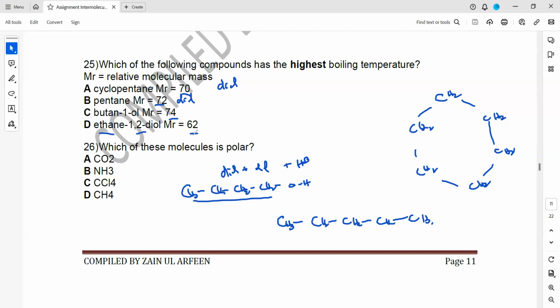But ethane-1,2-diol means two alcohol groups are there, like two OH groups attached. So there will be hydrogen bonds here, dipole-dipole here, and then dipole-induced dipole. So there is greater attraction in ethane-1,2-diol because of two hydrogen bonds, whereas butan-1-ol has only one hydrogen bond. That's why D will be the right answer. Is it clear? This one?